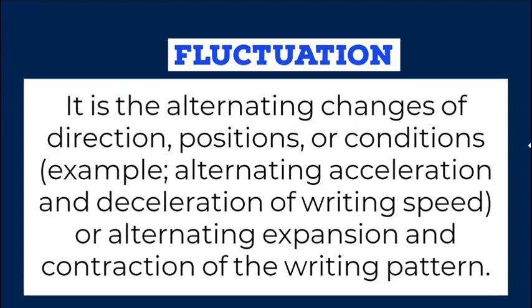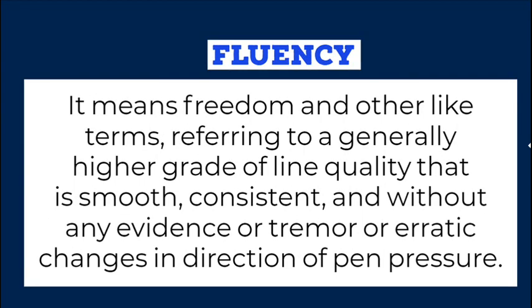Fluctuation. It is the alternating changes of direction, positions, or conditions. Example: alternating acceleration and deceleration of writing speed, or alternating expansion and contraction of the writing pattern. Fluency. It means freedom and other like terms, referring to a generally higher grade of line quality that is smooth, consistent, and without any evidence of tremor or erratic changes in direction of pen pressure.